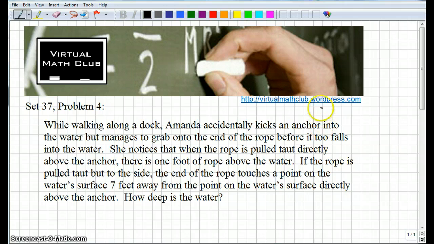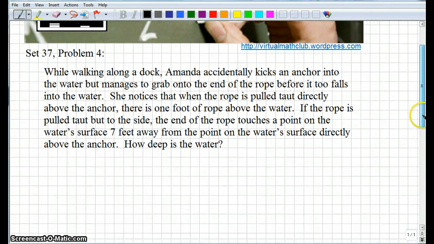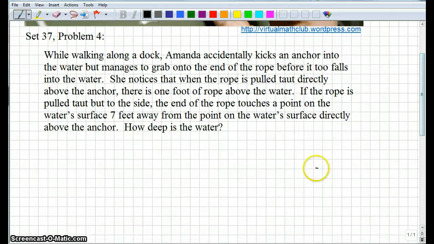Alright, well, let's draw a picture of what's going on here. We don't know how long this rope is, but let's just draw a picture. So we have a water line here. I'm just going to draw this water line. And the anchor falls into the water and is attached by a rope. So here's the rope. Pretend this is straight. And you get an anchor down here. And okay, so Amanda's up here on the dock.